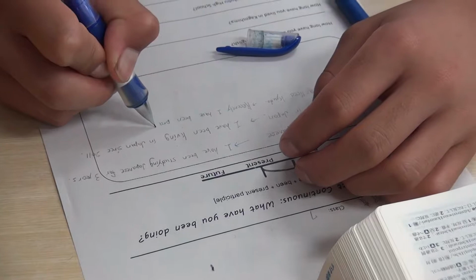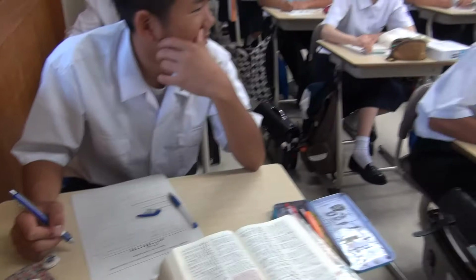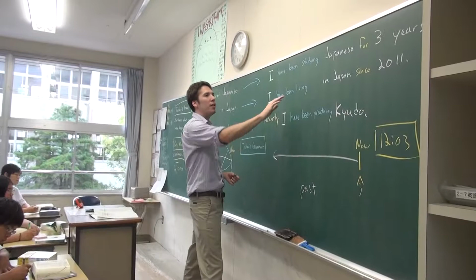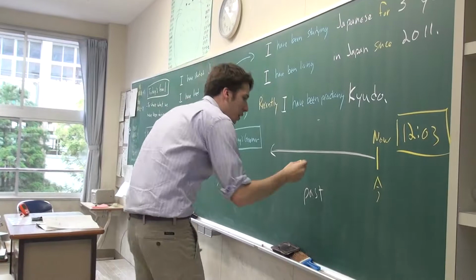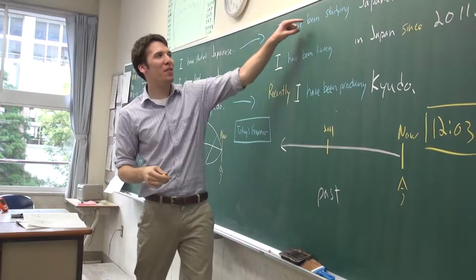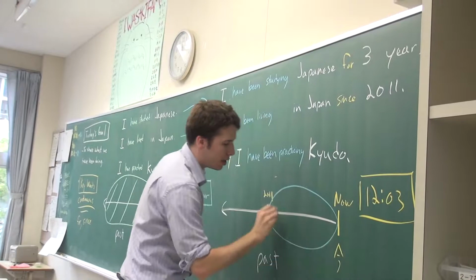So first of all, we're taking our actions. Kono surukoto wa continuous ni arimasu. So it's becoming continuous actions. So if we were to look at this on a timeline, so I have been studying Japanese for 3 years and I have been living in Japan since 2011. So if we mark this on the timeline, 2011 is 3 years ago, right? So both of these actions, I have been studying and I have been living, have been continuously happening since 2011.